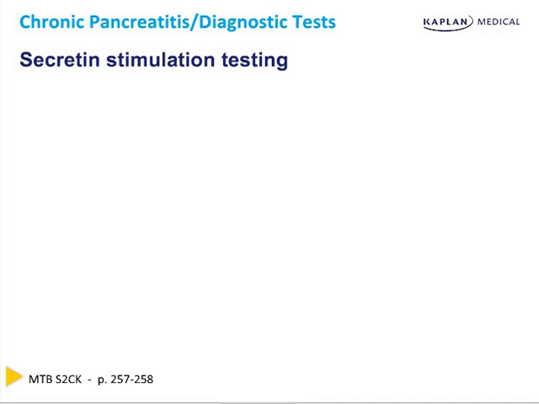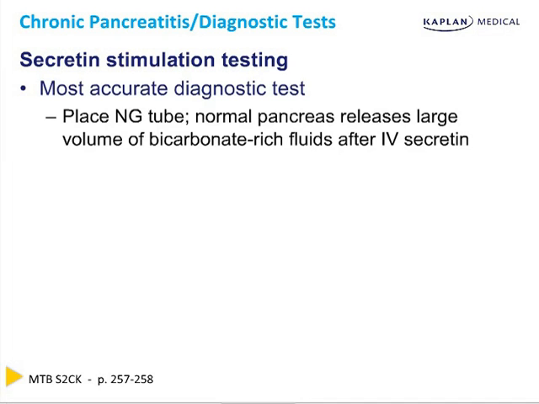Secretin stimulation testing is the most accurate diagnostic test for chronic pancreatitis. The way the test is done is an NG tube is dropped down past the pylorus. Then IV secretin is given, and we look for a large volume of bicarbonate-rich fluids to be released. If it is not, we know there's something wrong with the pancreas. This test has a 95% sensitivity.